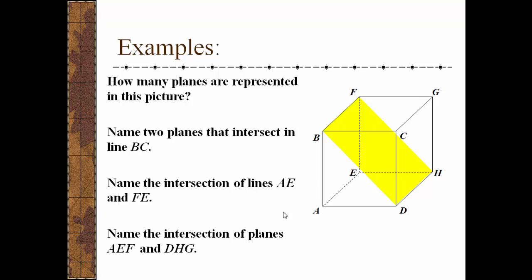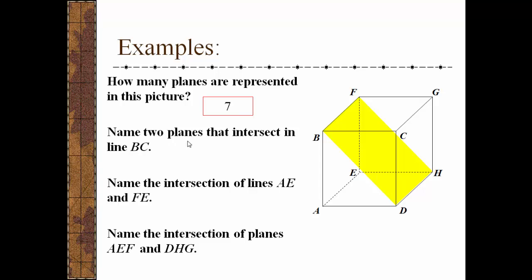Now some more examples. Remember, as I'm going over examples in the video, you should be pausing the video, trying all of these examples on your own, then playing the video to see if you got the correct answers. How many planes are represented in this picture? Well, since it's a box, we're going to have the top, the bottom, and the 4 sides, so there are 6. In addition to that, you can see this yellow plane that is going diagonally through the center of the box, right here. So this picture actually has 7 planes.